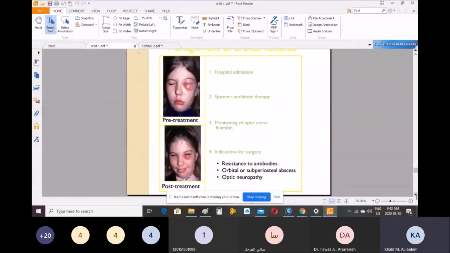Now, what is the most common organism in patients with preseptal and orbital cellulitis? This is staph and strep. In children, in the old days, it used to be Haemophilus influenzae, but after the vaccination, things really dropped down, and still strep and staph are the most common in neonates, in infancy, and in children.